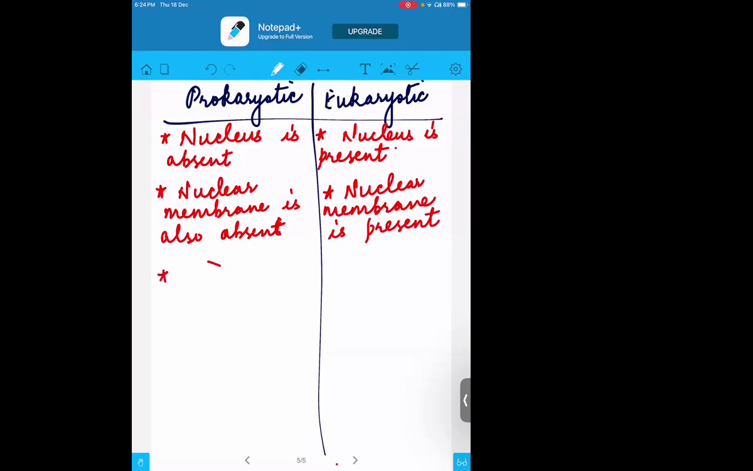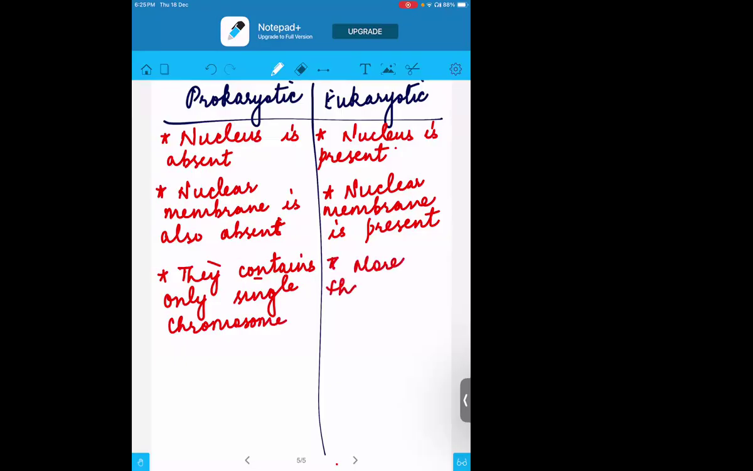Then the next one, in the prokaryotic, they contain a single chromosome. So whichever prokaryotic organisms are there, like bacteria and some algae, they contain only a single chromosome. They will have only one chromosome in them. Whereas in the eukaryotic, they will have more than one chromosome present in them.